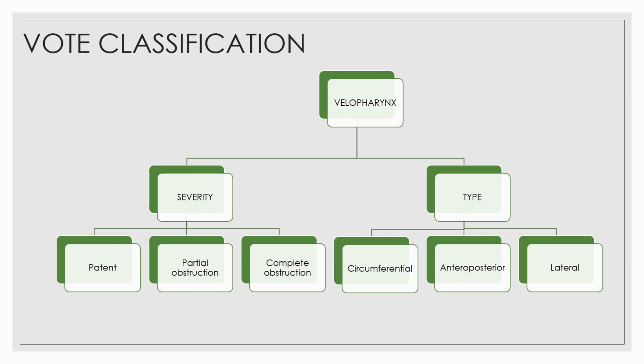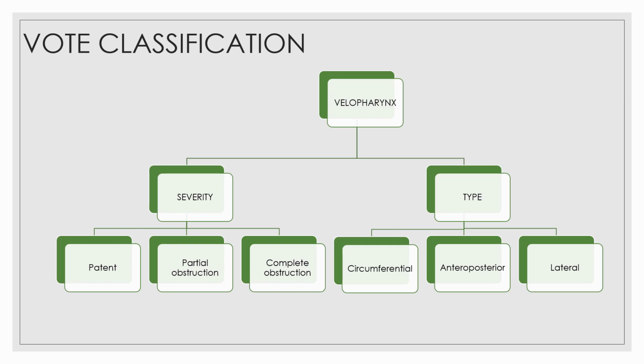As far as the severity of collapse, you have complete patent, partial obstruction and complete obstruction. You call it patent when the inspiratory dimension at the velum is more than 70% of the dimension during the expiration phase. That is completely patent. If the inspiratory diameter is less than 70% of that during expiration, we call that partial obstruction. And if there is a complete obstruction at the level during inspiration, it is called a complete blockage. And as far as the type, in the velum you have 3 types.